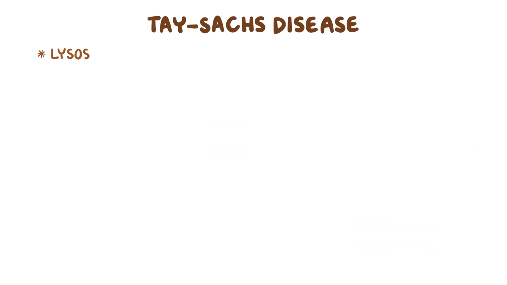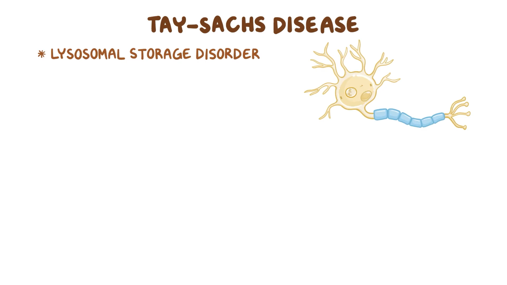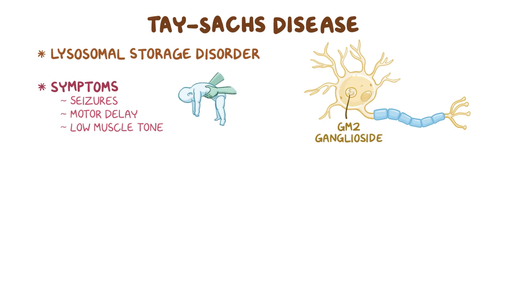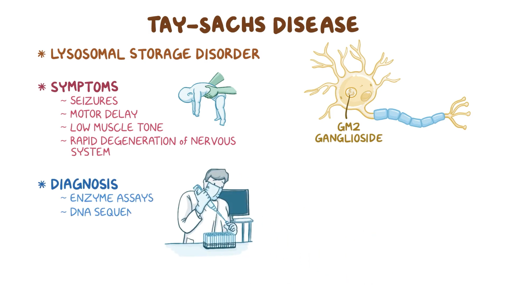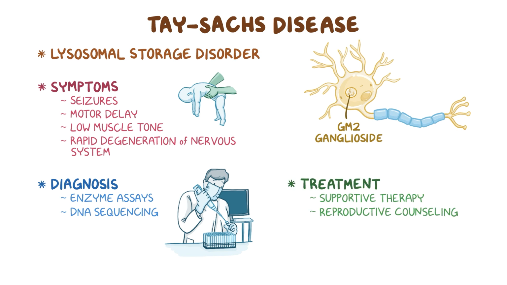Tay-Sachs disease is a lysosomal storage disease that results in a buildup of GM2 ganglioside in neurons of the central nervous system. This results in seizures, motor delay, low muscle tone, and rapid degeneration of the nervous system. Diagnosis is achieved through enzyme assays and DNA sequencing. There is no cure for Tay-Sachs disease, and treatment involves supportive therapy. Reproductive counseling, however, is available.